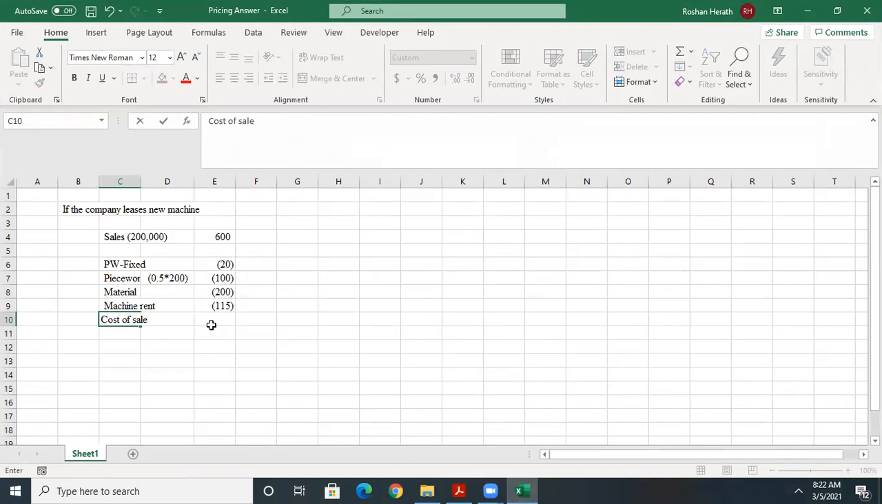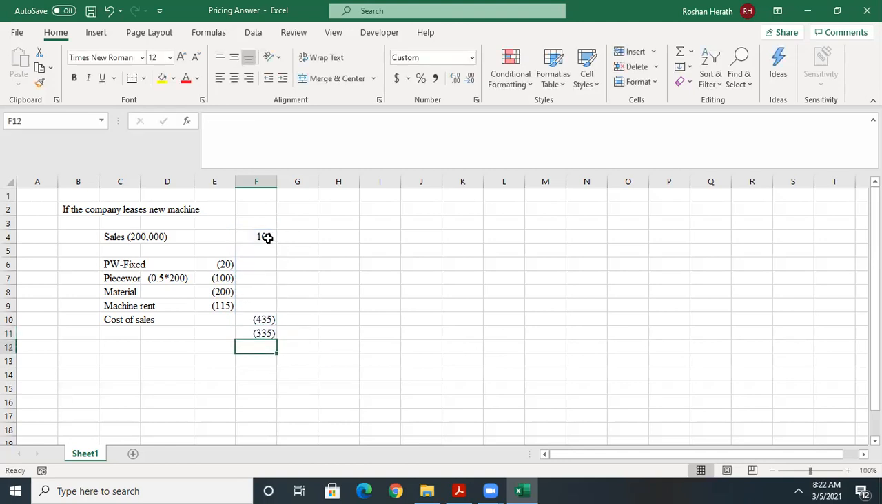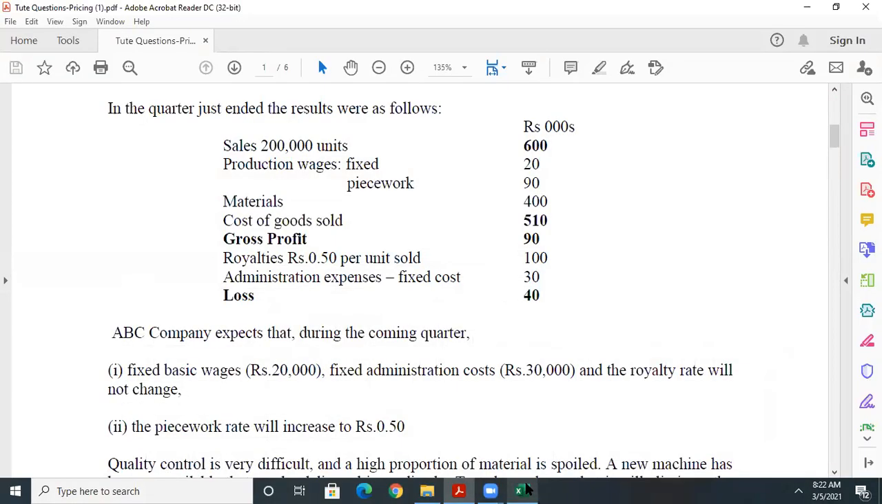Cost of sales. Here you can take 435. Let me take the sales to the next one. It's 200 into 0.5. Consequently, you can see the gross profit, 165 gross profit is witnessed under the new situation in the next quarter.